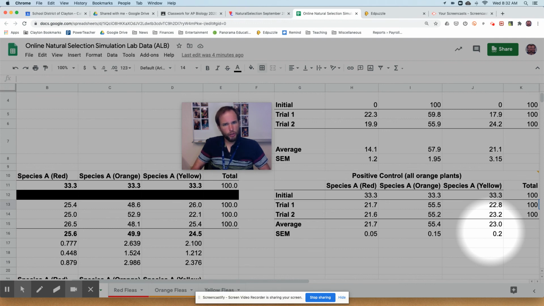So a little bit closer to a true positive control, certainly better than what we're able to set up in the context of a negative control.